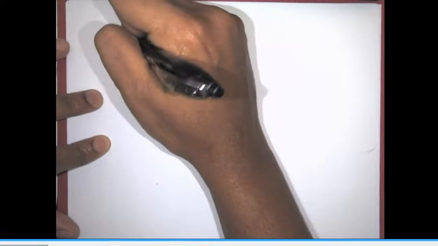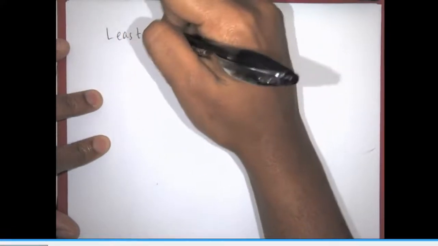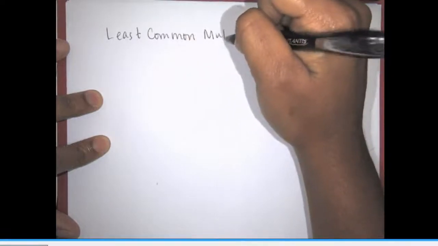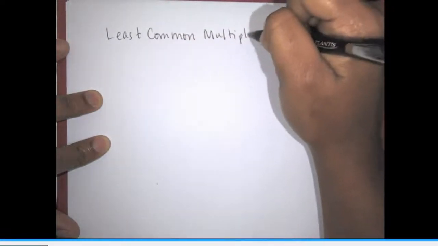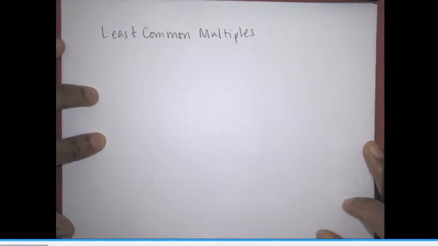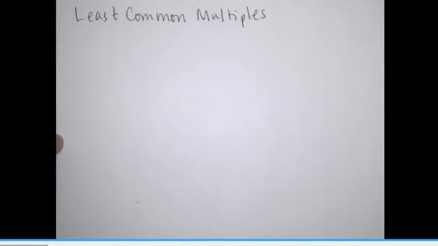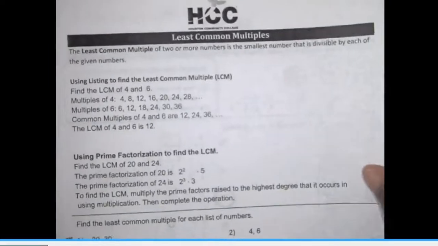Okay, so I'm going to go ahead and give this a title. And what I would like is for everyone to take notes with me or walk through these problems as you're watching and viewing the video. Least common multiples are really important because least common multiples help you to find the least common denominator when you have fractions.